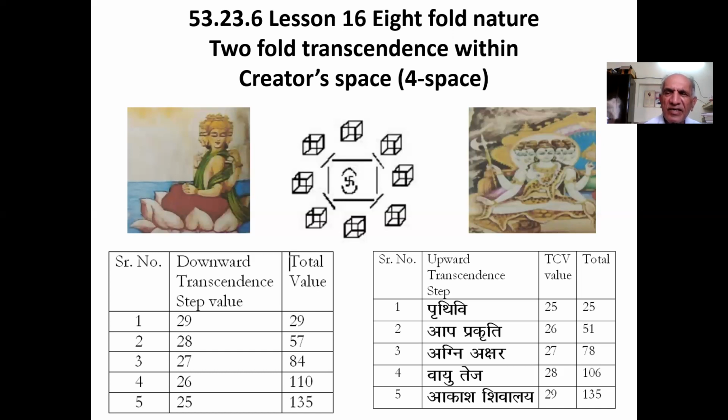downward transcendence as well as of upward transcendence is of 135 units. This pair of orientations reach of 135 steps in towards each orientation makes in all the value of both ways steps being 270. It is 27 multiplied by 10.